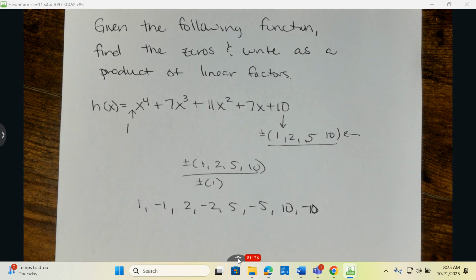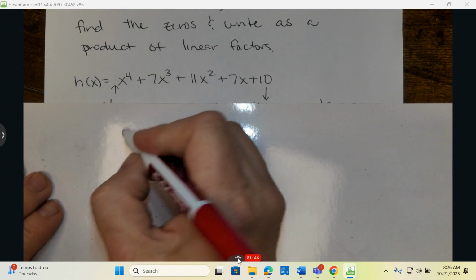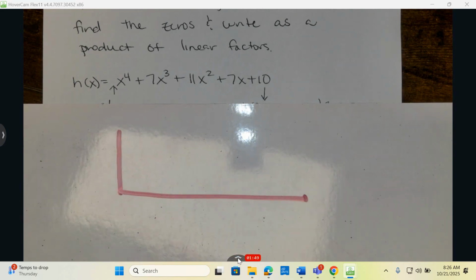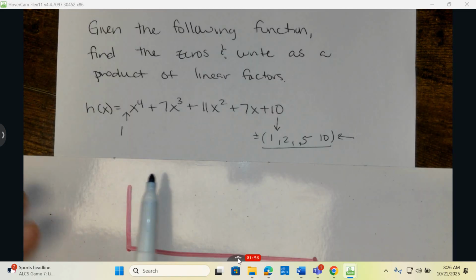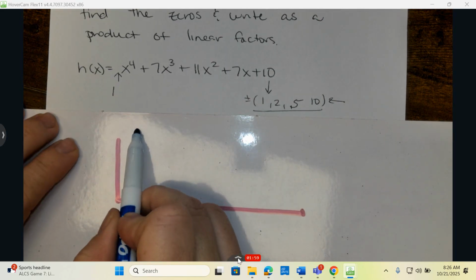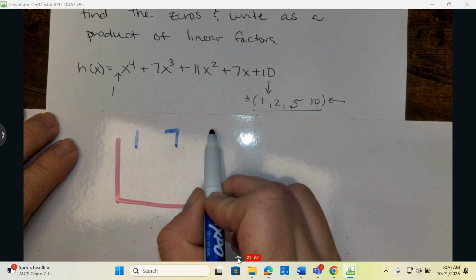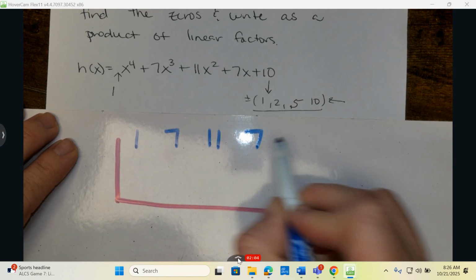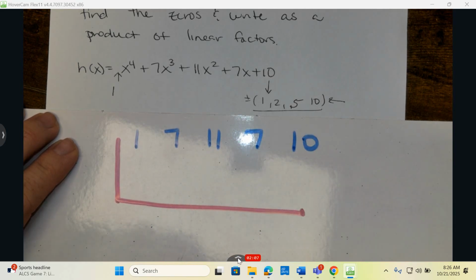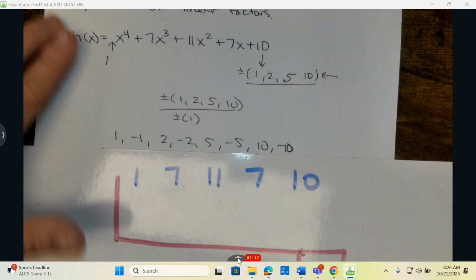I'm going to test one right now using synthetic division, or as I call it, the MAMA method. So I'm going to line it up right now. And on your test, I want to be able to see all of the different rational roots that you are testing. So we have 1x to the 4th, 7x cubed, 11x squared, 7x, and 10. None of those terms were missing. And so I'm going to start by testing 1.